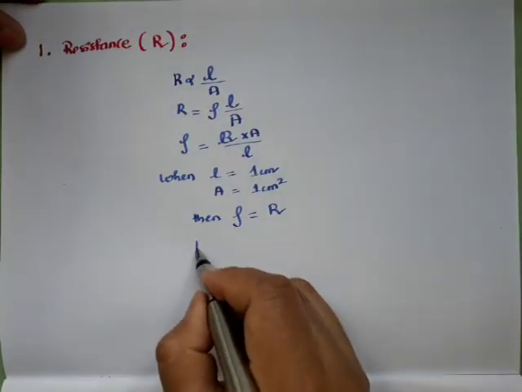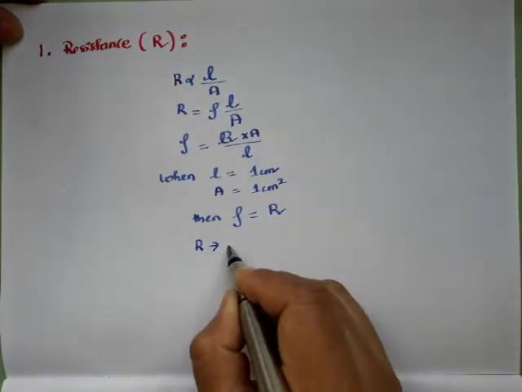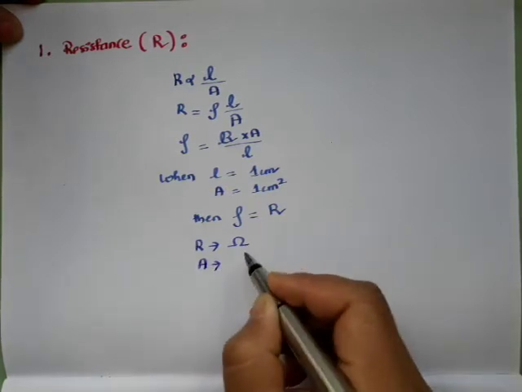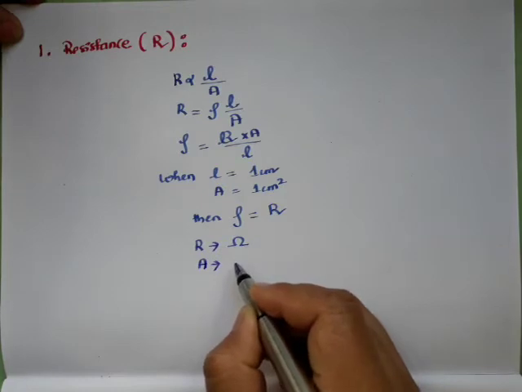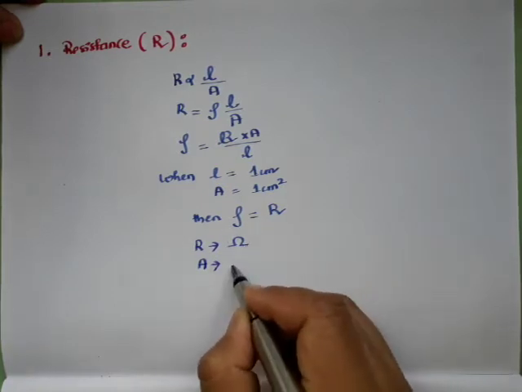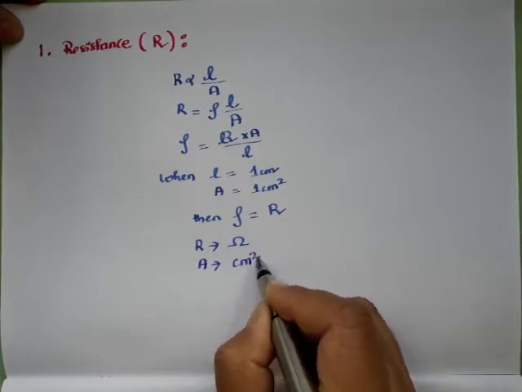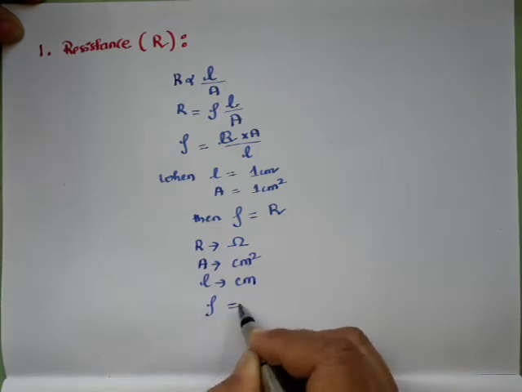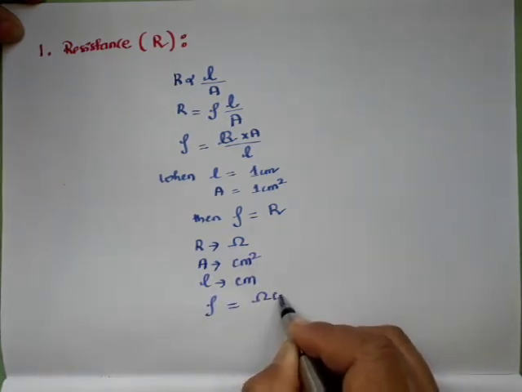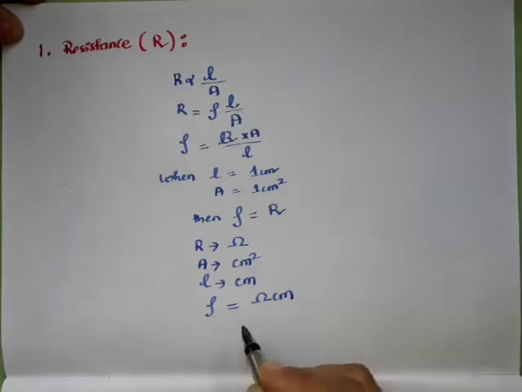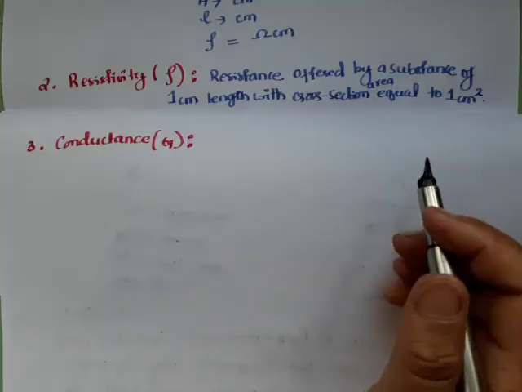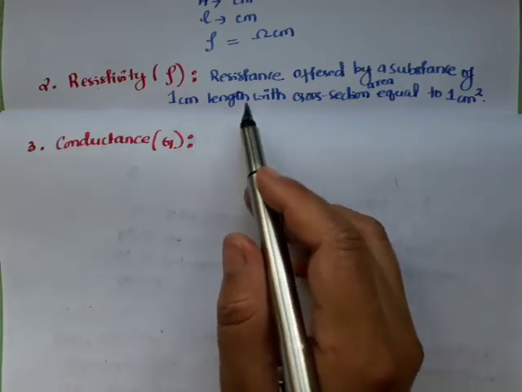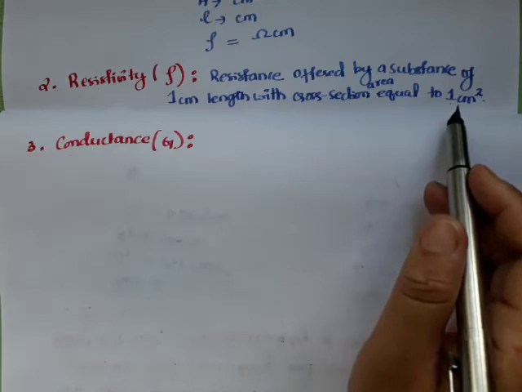What is the unit for R? R is resistance, so ohm. The SI unit for A is meter square, but we are considering centimeter here, so centimeter square, length in centimeter, and rho becomes ohm centimeter. So resistivity is the resistance offered by a substance of 1 centimeter length with cross-sectional area equal to 1 centimeter square.